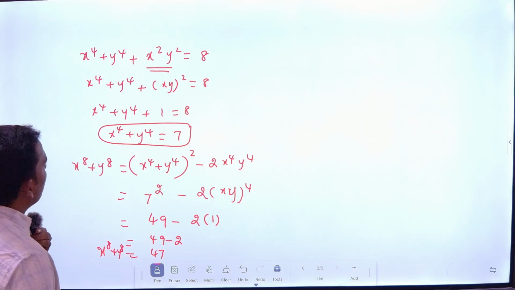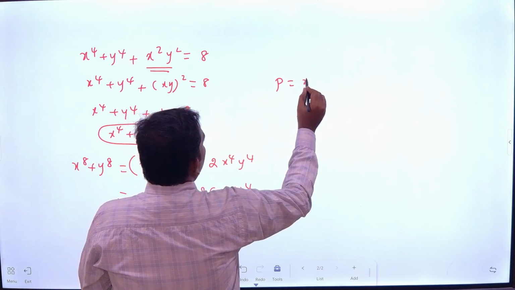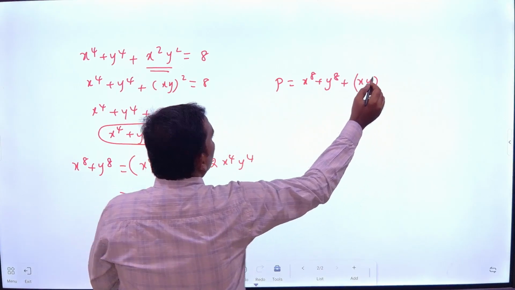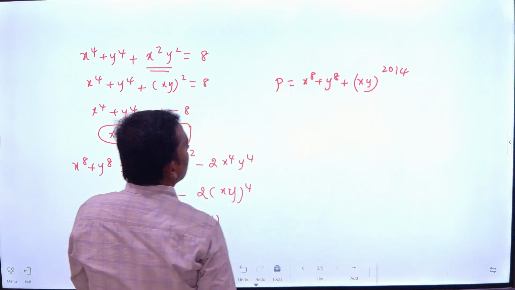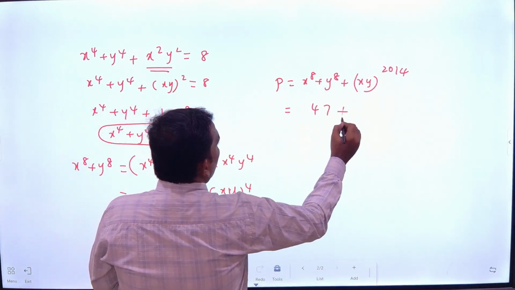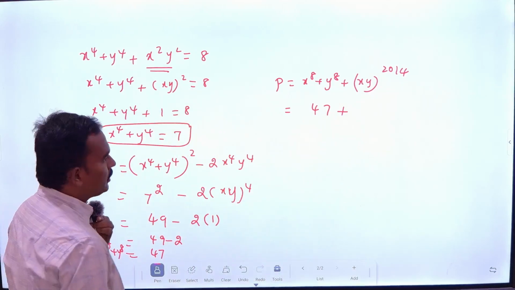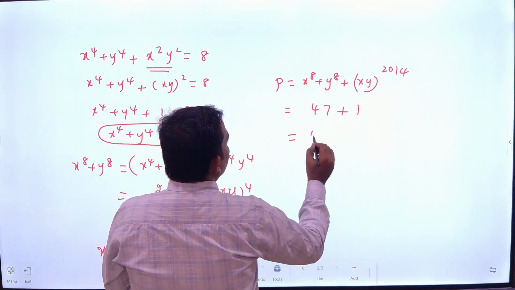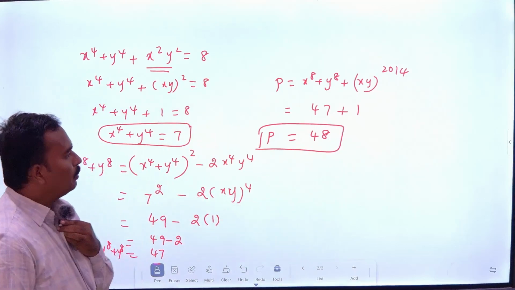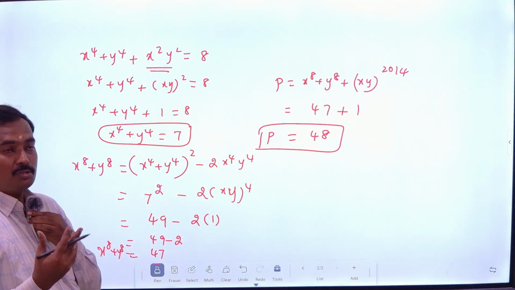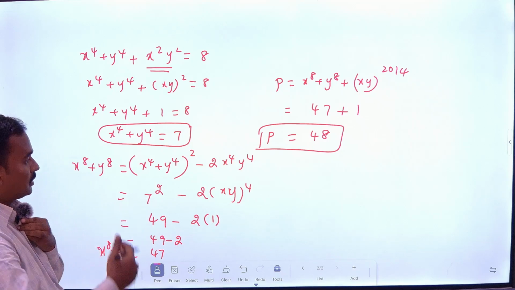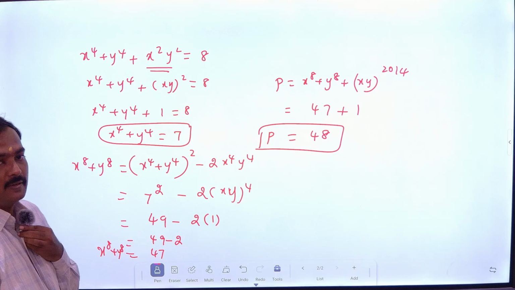So what they are actually asking: P is equal to x power 8 plus y power 8 plus xy whole power 2014, right? So what is x power 8 plus y power 8? 47, plus what is xy? We got it just now, 1. So the answer will be 48. Okay, I hope everyone understood. You have to learn the techniques, how to think about the problem, before solving these questions, right?